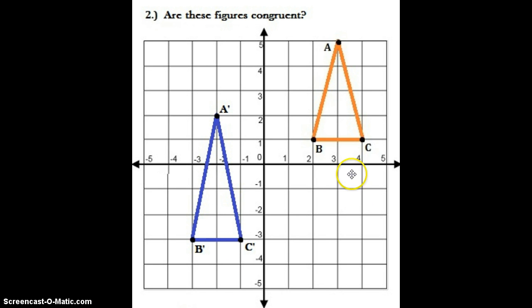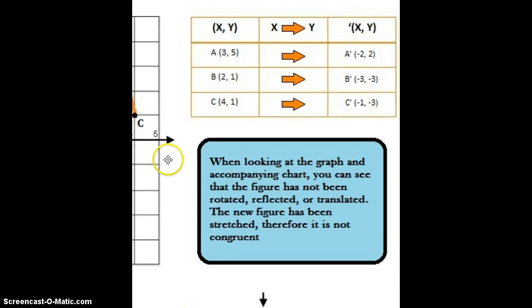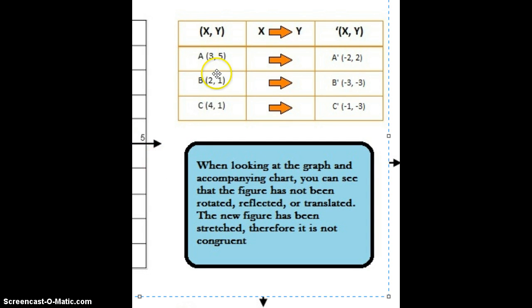also see that looking at the tips that I gave you on the page, it says, here's our ordered pairs, and it says when looking at the graph and accompanying chart, you can see that the figure has not been reflected, rotated, or translated. The new figure has been stretched, therefore it is not congruent.